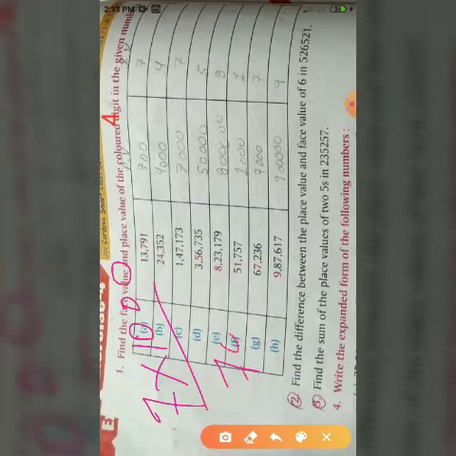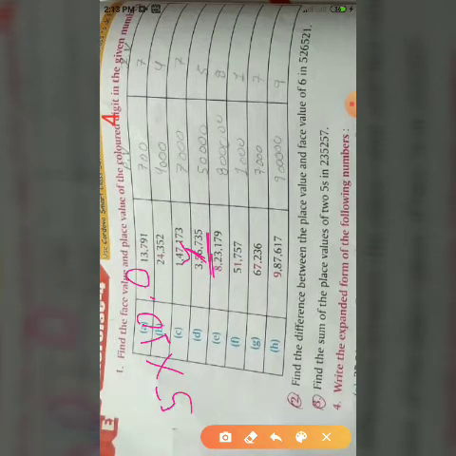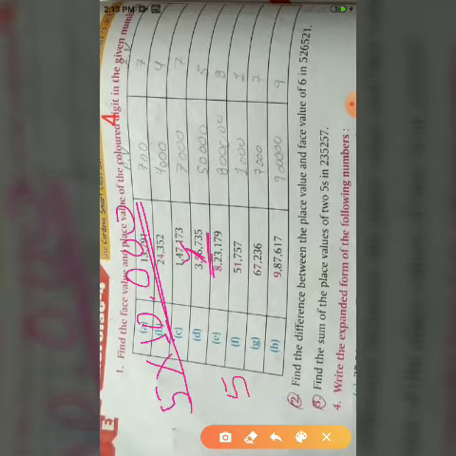In this number, 7 is at the thousands place, so the place value of 7 is 7 into 1000, which will be 7000. In the next number, the fifth digit 5 is at the ten-thousands place, so the place value of 5 is the digit multiplied by its place. The place is 10,000, so 10,000 into 5 will be 50,000. So the place value of digit 5 in this number is 50,000.